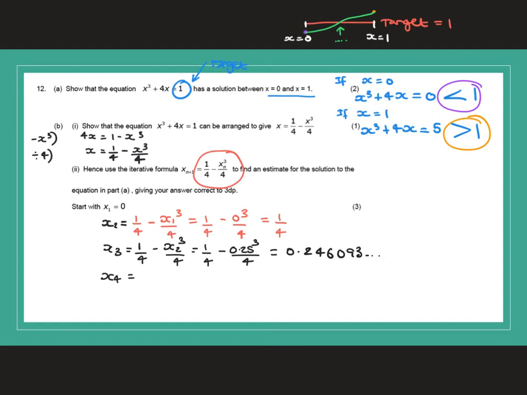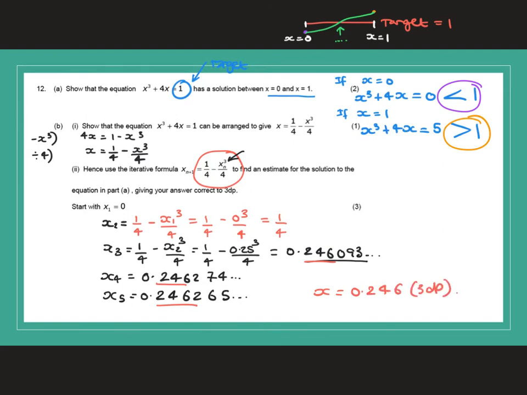iterate the calculations. So we take this number here and we replace x with that, and this gives us x4, which is 0.246274. You need to make sure you're writing down at least 5 decimal places. And then I'm going to do one more, x5, which is 0.246265, and we've been asked to give our answers correct to 3 decimal places. Now, to 3 decimal places, you can see that we have agreement between all of these values. So I'm going to say x is 0.246 to 3 decimal places.